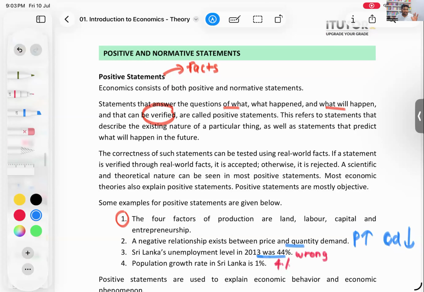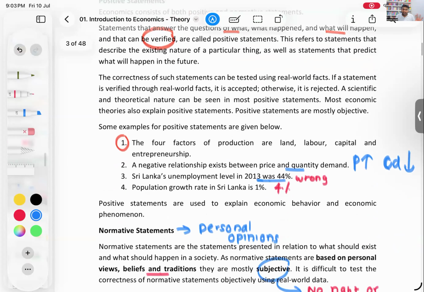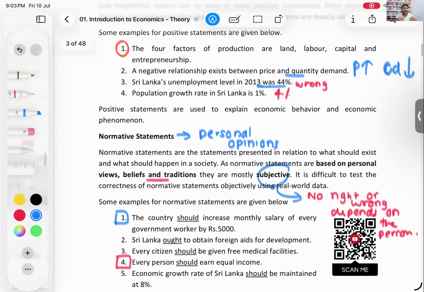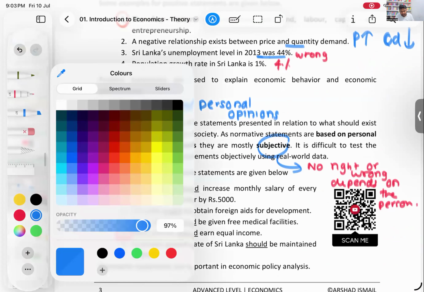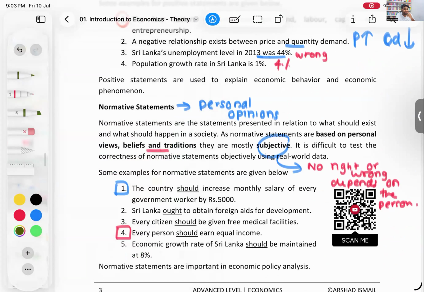But normative statements, Lamai, are not a fact. Normative statements are opinions. And a trick, Lamai, usually personal opinions can't be proven, because another person might have another opinion, right? Now you will say, sir, we should do this. I will say, no, Lamai, you should do this.